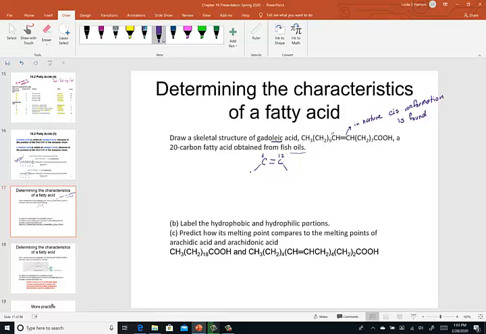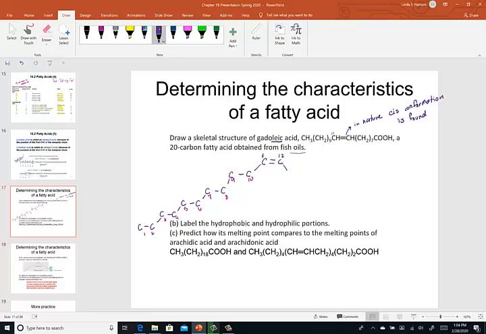This would be carbon 10, 9, 8, 7, 6, 5, 4, 3, 2, 1. Notice I kind of just made a staircase. That's really how the bonding will go. Let's verify I did that right: 1, 2, 3, 4, 5, 6, 7, 8, 9, 10. And there's carbon 11 to 12.